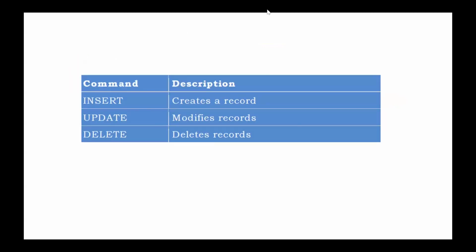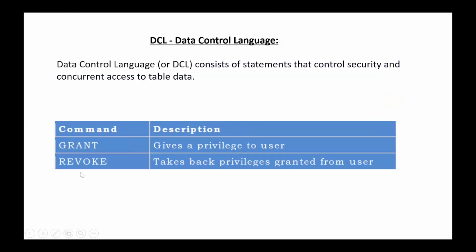So let us see which are the commands which are used in DML. Insert command. If I want to insert a row, then I will use the insert command. So it creates a record. Record here is nothing but a row in a table, which is also called a record or a tuple. So if I want to create a record, then I will use the insert command. Update modifies the record. You want to update a column value, you want to update certain values, then I will use the update command. Delete. If I want to delete the records, then I will use the delete command. So these are the basic DML commands.